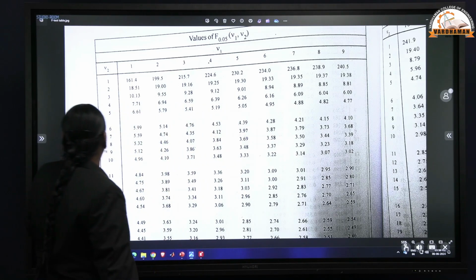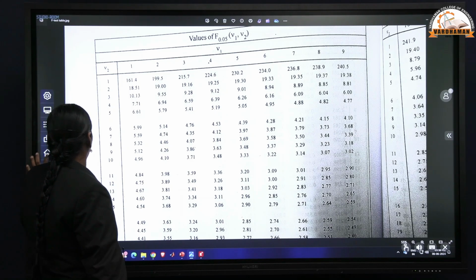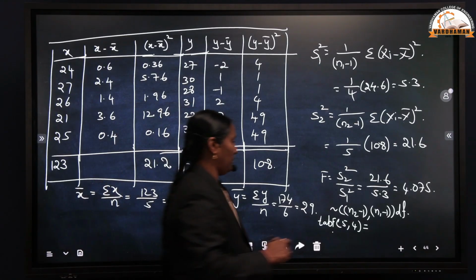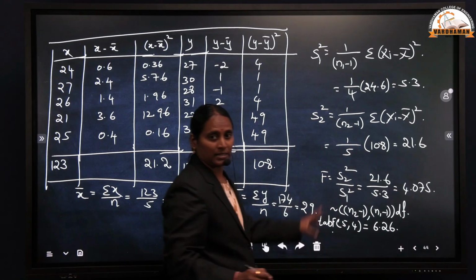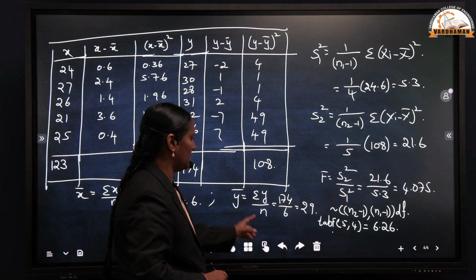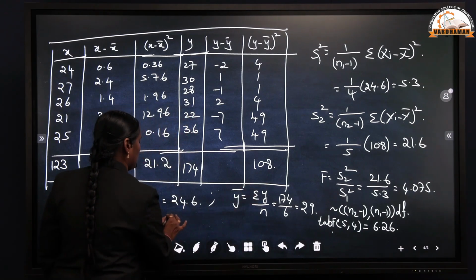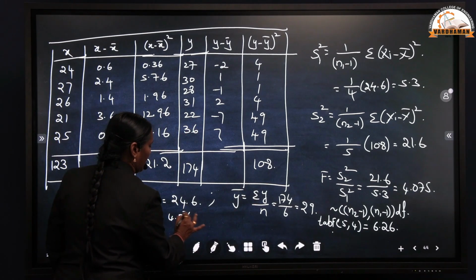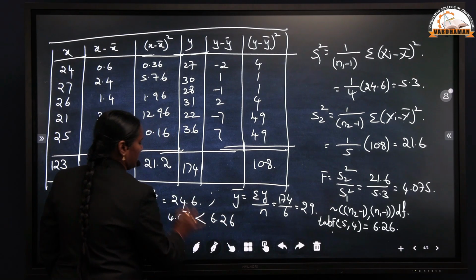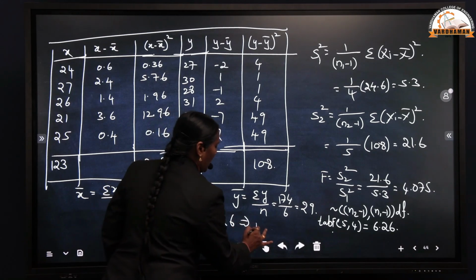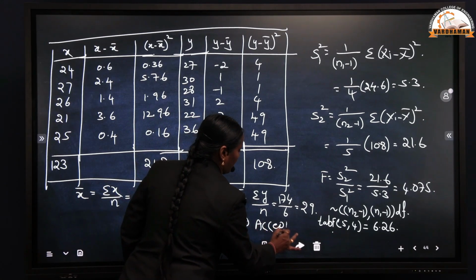So now we are going to conclude. As per our last discussion, the table value is 6.26, and the calculated value is 4.07. So the calculated F is less than the tabulated F, so we accept H naught.